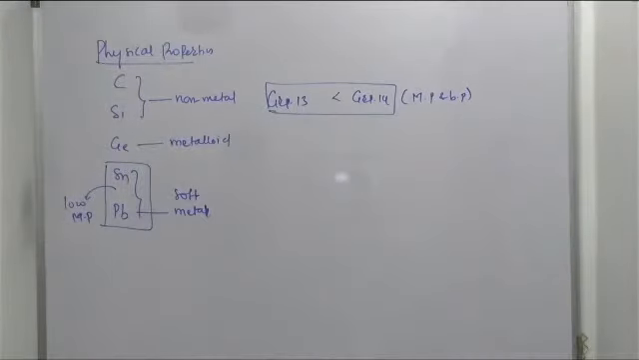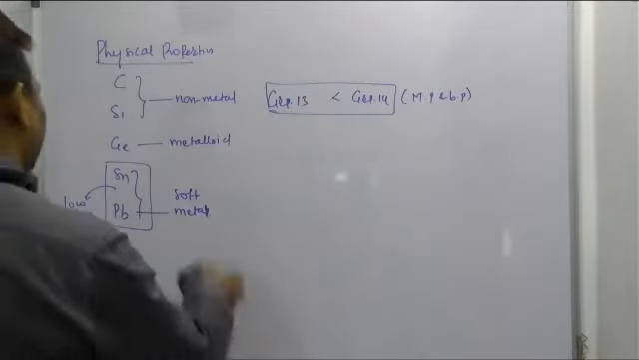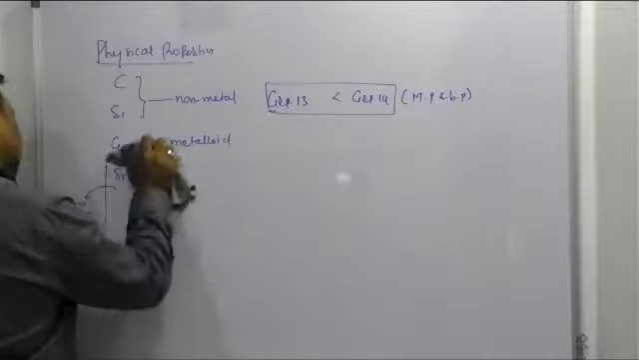But the next one is chemical properties now. Next one we'll see chemical properties. But the most important part in the chemical properties is oxidation state.